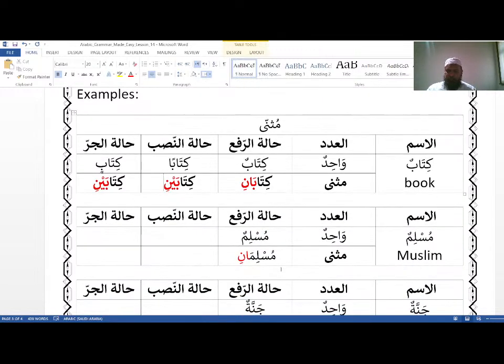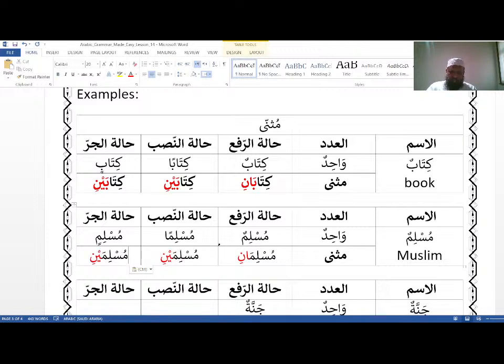Okay. Muslimun, wahid, halatul nasab with haraka, so musliman, and in halatul jar with the haraka, muslimin. Make muthanna, add alif and nun at the end, muslimani, halatul rafa, and halatul nasab and jar with the ya, muslimaini.